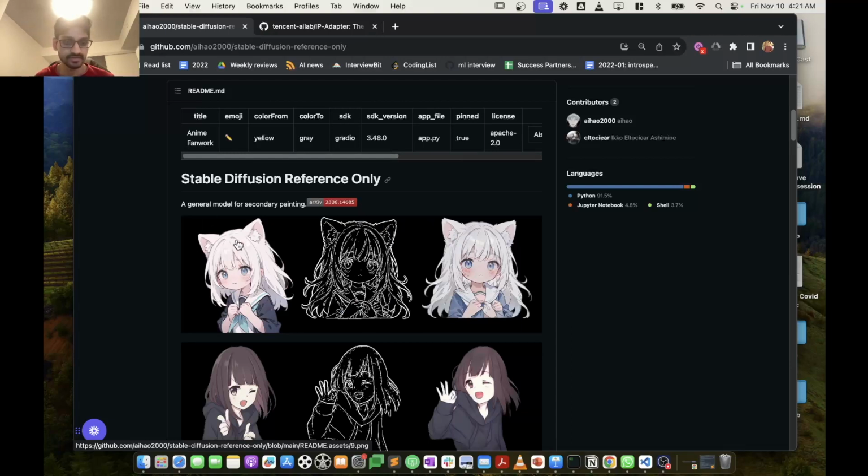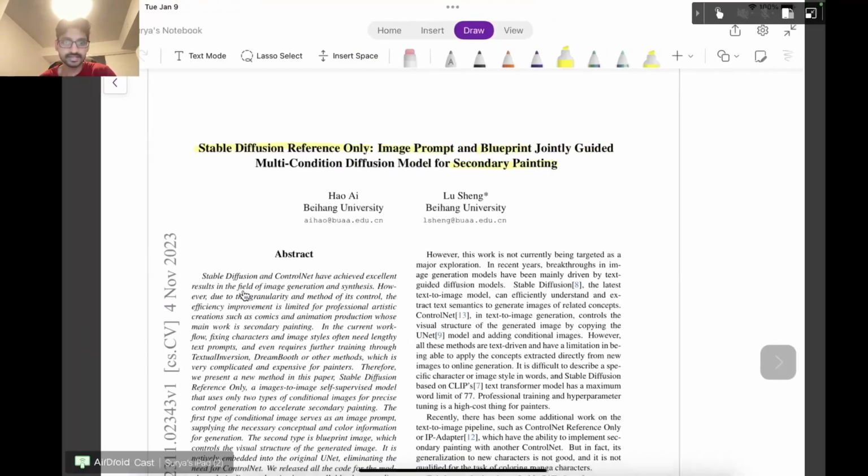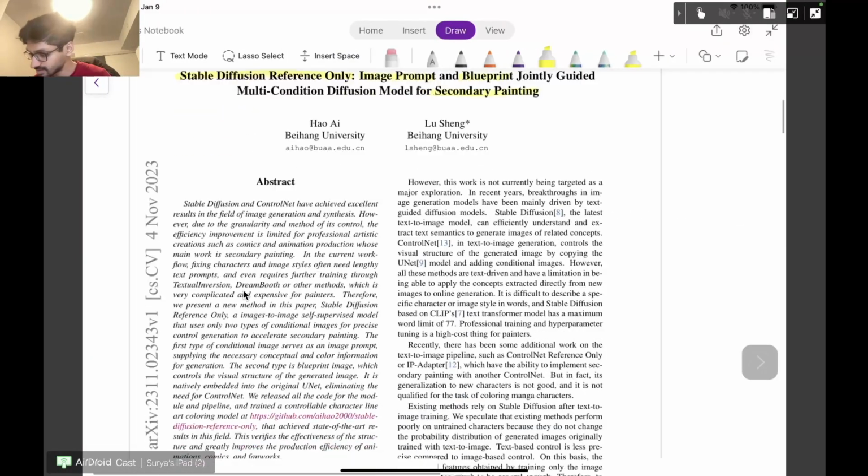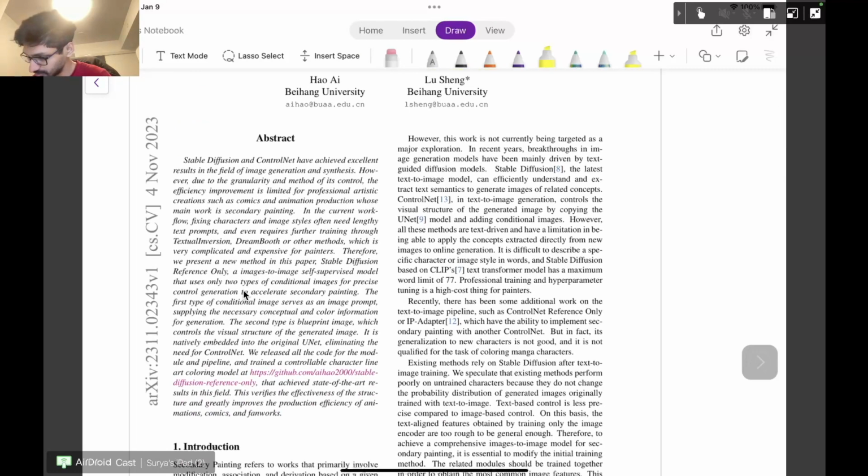So the first image gives us the concept, the second image gives us the structure of how the output should look like, which in this paper they refer to as the blueprint image, and it needs to generate the output that looks pretty much like the initial image. So that is the task, and let us get into the paper.